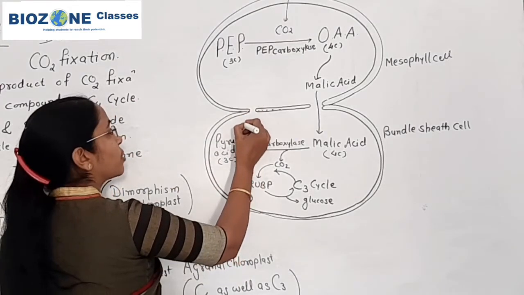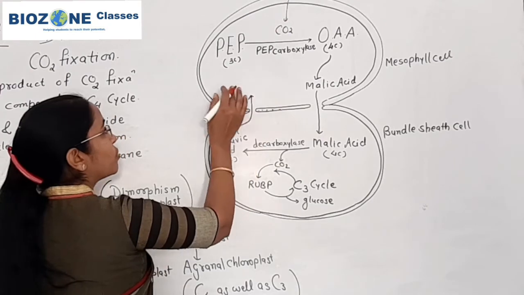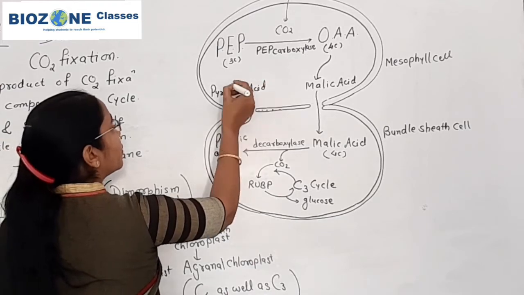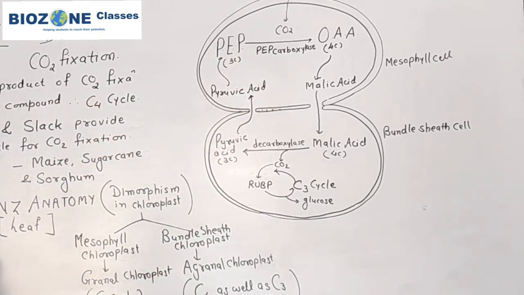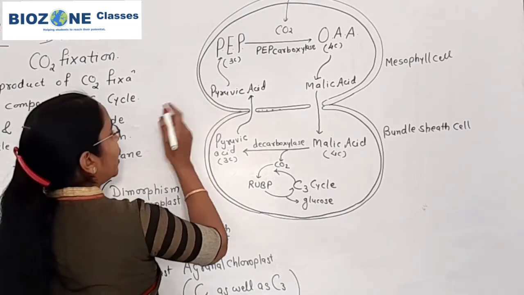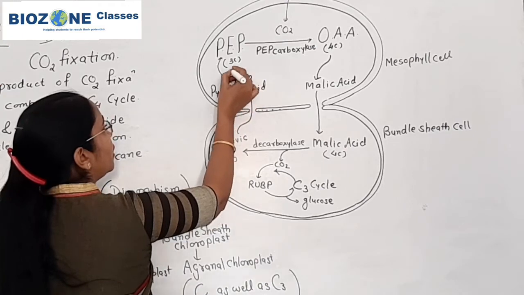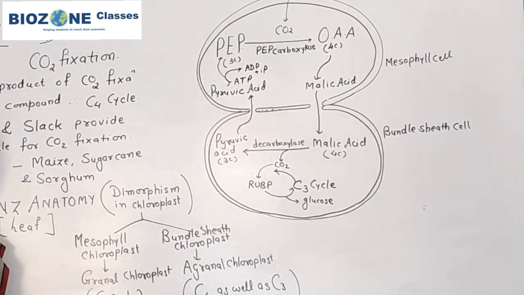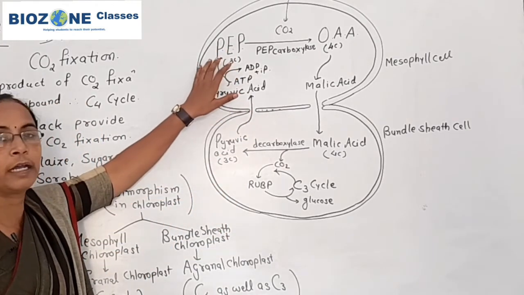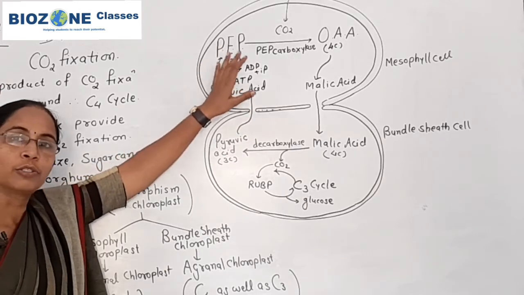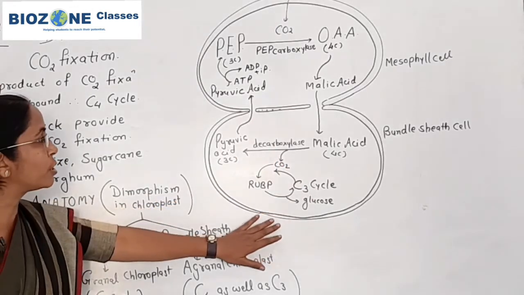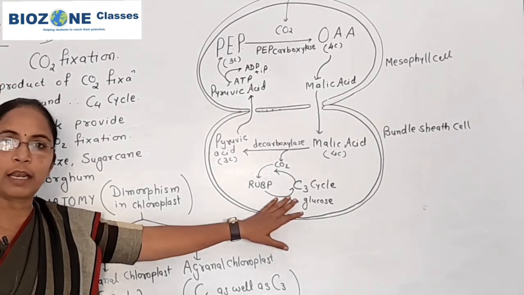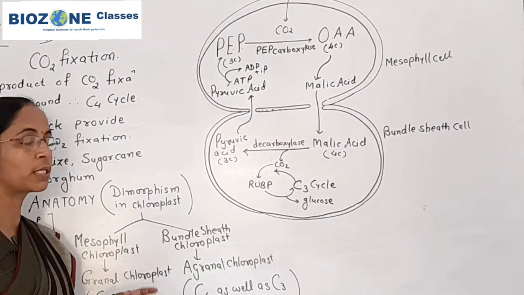Now this pyruvic acid, or C3 acid, is again transported to the mesophyll cell, and here this pyruvic acid undergoes regeneration of phosphoenol pyruvate. In the regeneration of phosphoenol pyruvate, you remember ATP is required. This ATP is broken down into ADP and inorganic phosphate, and the inorganic phosphate is used by pyruvic acid in the formation of phosphoenol pyruvate. So remember this part very well, how the C4 cycle takes place in the mesophyll cell as well as in the bundle sheath cell. So this was all about the C4 cycle.